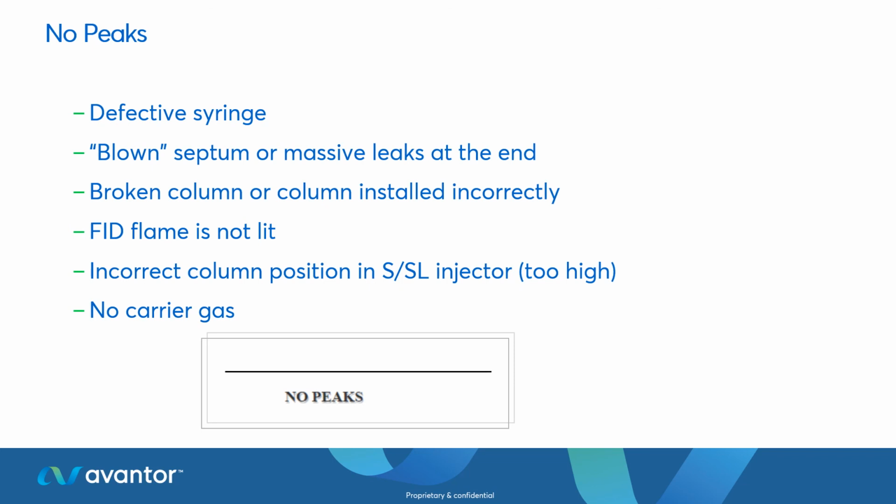It may well be simply that the detector is not lit, so make sure that the detector is lit in that scenario, particularly with the flame ionization detector. It may also be that the column position is not correct, and that the column is positioned too high, and that we're injecting below the column in the vaporization chamber. Or it may be that there's no carrier gas.